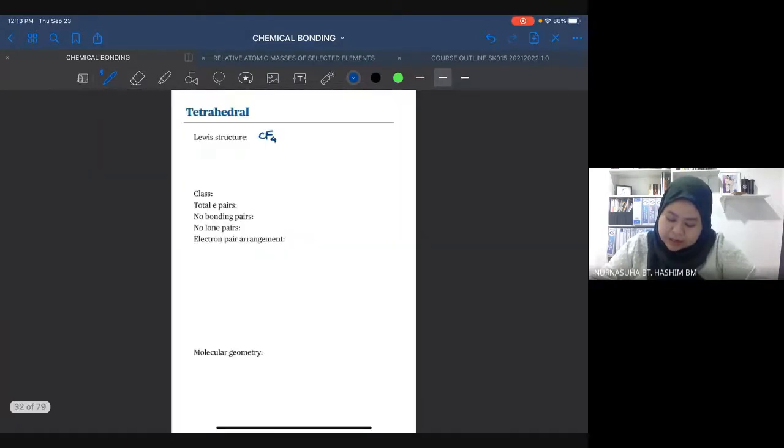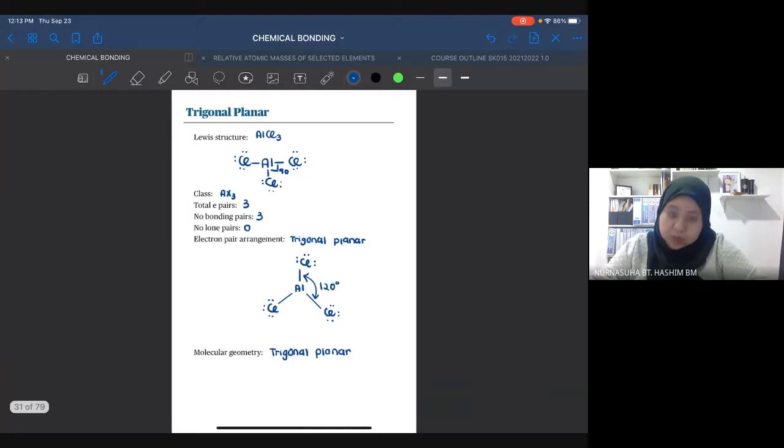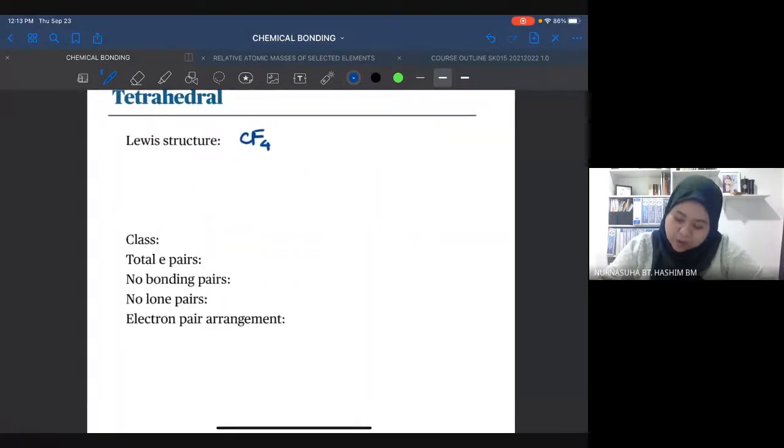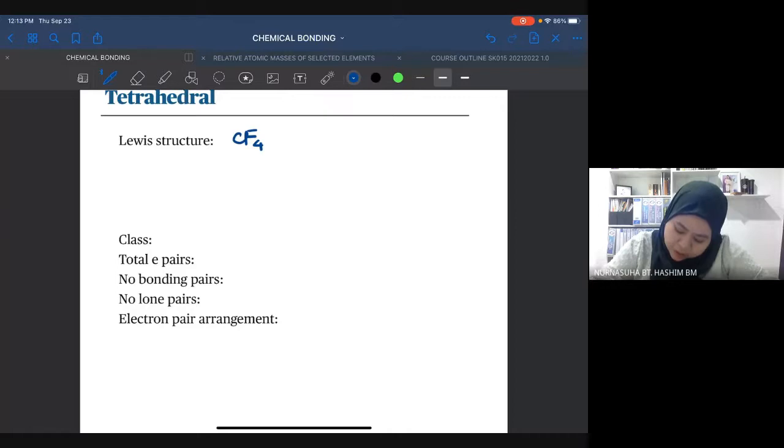So this is the second shape. Okay, next let's move on to, kalau tak sempat you boleh snap gambar. Okay, next let's move on to the third one, CF4. Okay, for CF4, the Lewis structure should look like this.